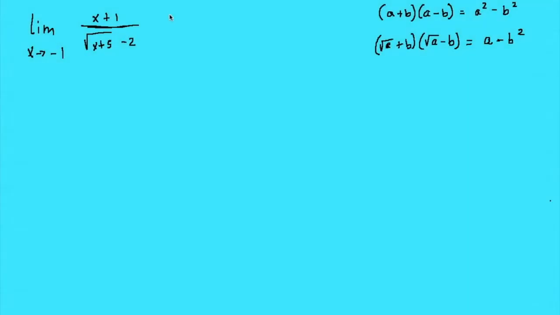In this video, we're going to look at one more technique for evaluating limits using algebra. We have this question: the limit as x approaches -1 of (x plus 1) over (the square root of x plus 5, minus 2). The first thing you always do when you're trying to figure out a limit is directly plug in what x is approaching. So we'll plug in -1 and see what happens.